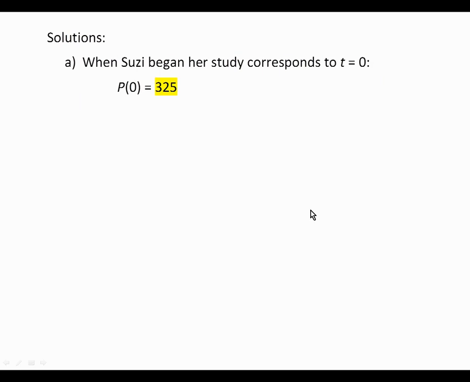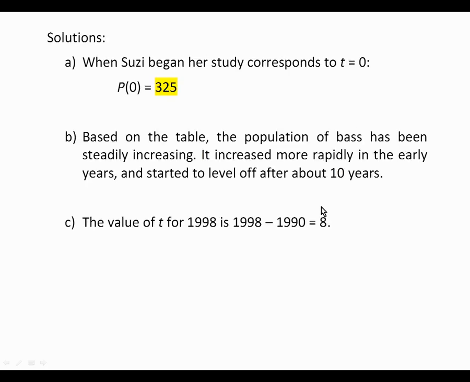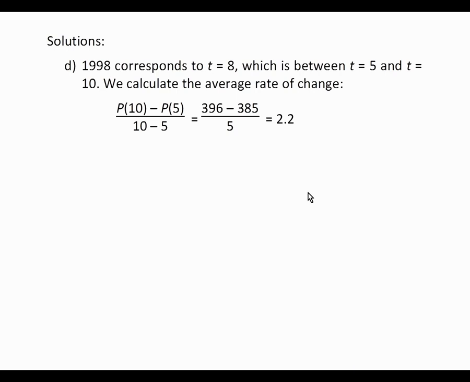We're going back to our table. P of 10 is 396. P of 5 is 385. So I'm looking at 396 minus 385 in my numerator. And I get 2.2. Remember, that's step 1. Okay, that's step 1 in doing this function evaluation.